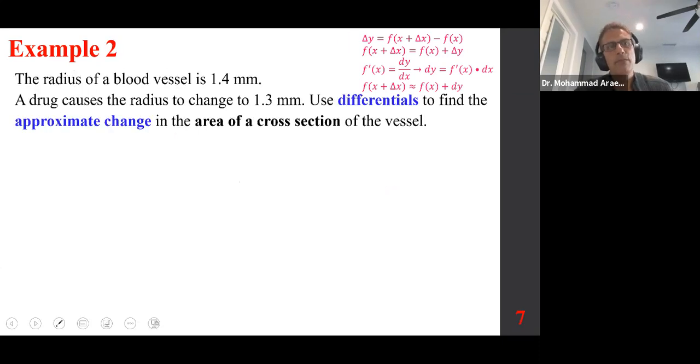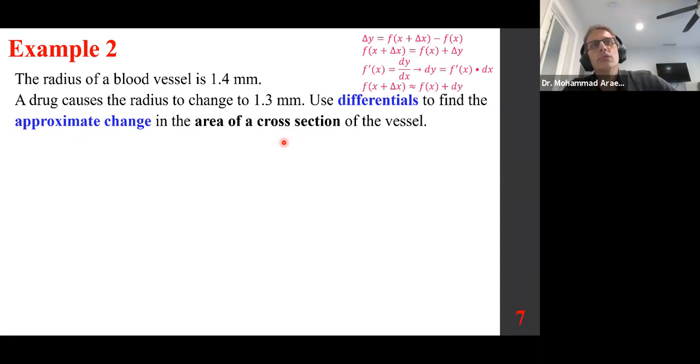Here's the next one. The radius of a blood vessel is given as 1.4 millimeters. So right away, the blood vessel and the radius, it's got to do with a circle, okay? The drug causes the radius to change to 1.3 millimeters. Use differentials to find the approximate change in the area of a cross section. So this really gives it away. You're looking at a circle.